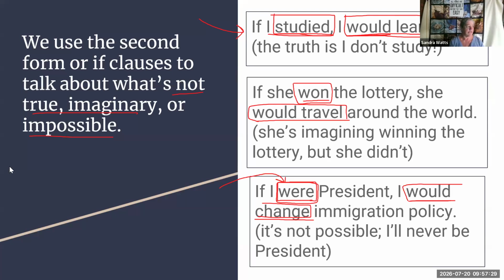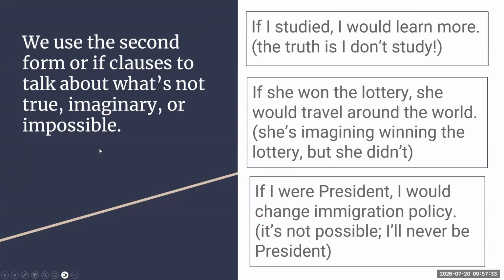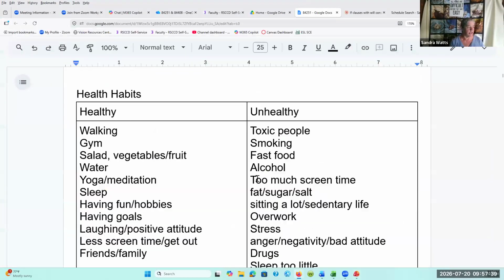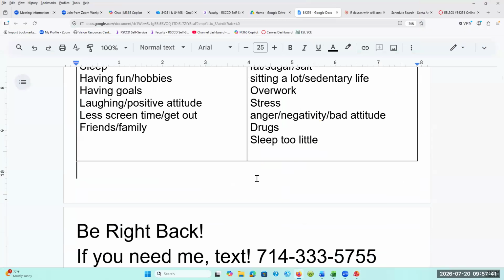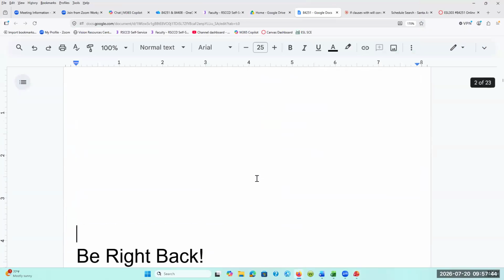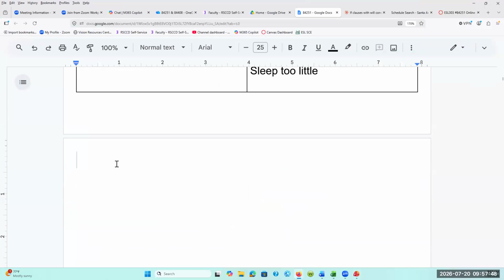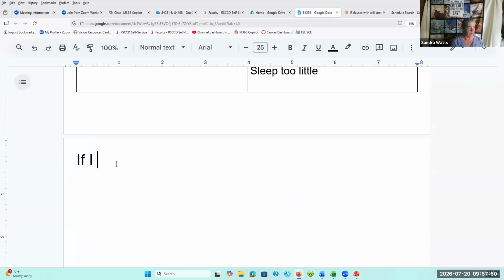Okay, so that's going to be your difference. Let me get out of here for a moment and use my favorite example to show you both the grammar changes and the meaning changes. Okay. So this is what we did last week.